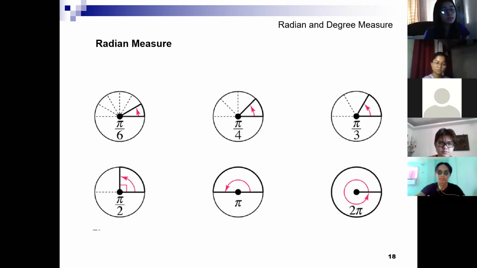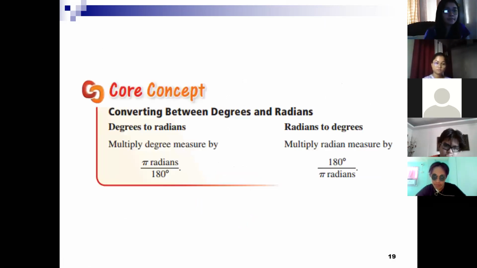So these are examples of angles drawn using radian measure: pi over 6, pi over 4, pi over 3, pi over 2, pi, 2 pi. These values can be converted from radians to degrees or degrees to radians depending on the origin of the value of the angle. So the conversion factors are as follows: pi radians over 180 degrees or 180 degrees over pi radians, depending if we convert degrees to radians or radians to degrees.